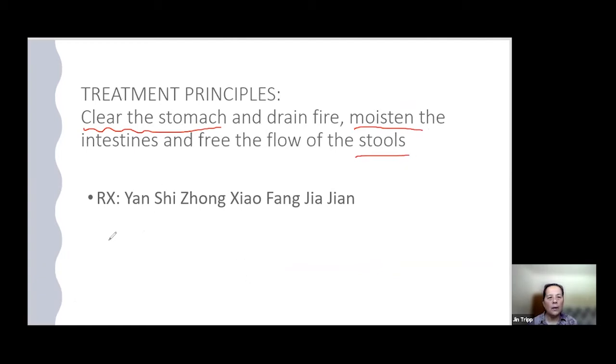The formula we use is 厌食中消方. This formula is not in OCPM. So basically, 中消 is middle jiao, diabetes or 消渴 from this formula. 厌食, 食 is eating. So basically, we try to reduce people's eating and treat middle jiao 消渴.